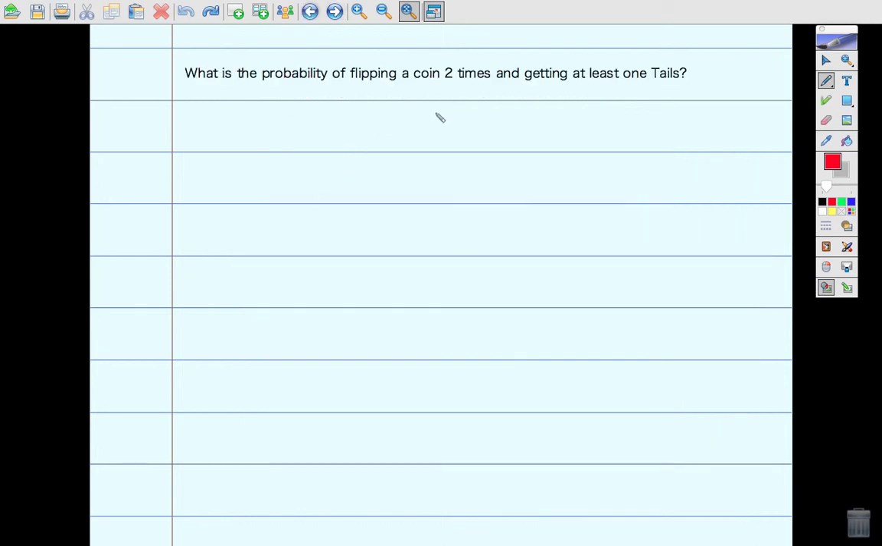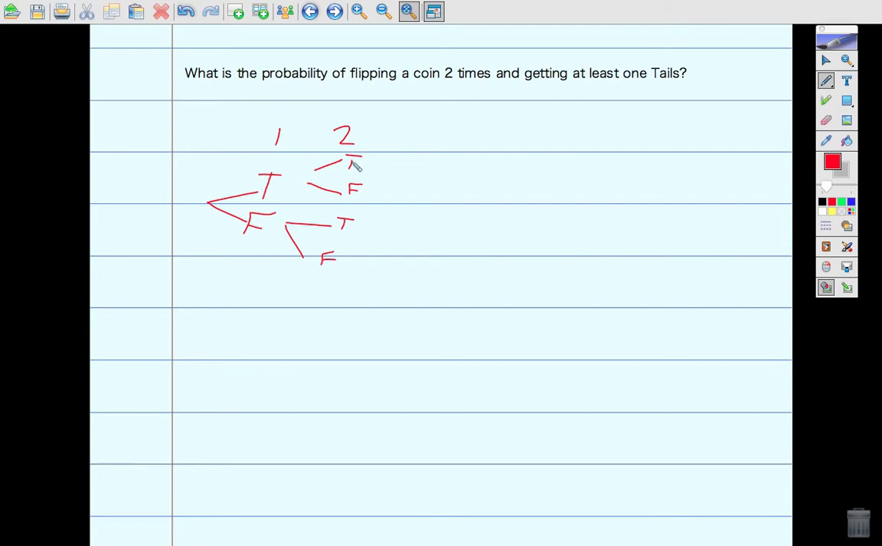So what is the probability of flipping a coin 2 times and getting at least 1 tail? First off, if I flip 1 coin 1 time, I can either get true or false. Those are my only 2 options I can have. Then if I'm flipping it again, I can either have true or false again.